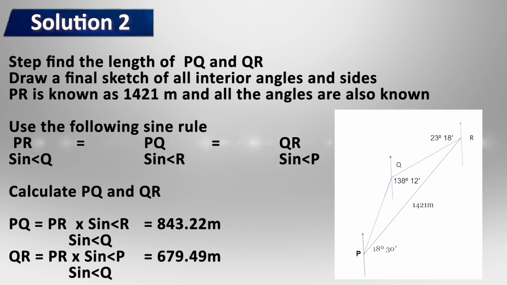PQ is equal to PR into sine R by sine Q, and it will be equal to 843.22 meters. To calculate QR, which is equal to PR into sine of angle P by sine Q, is equal to 679.49 meters.